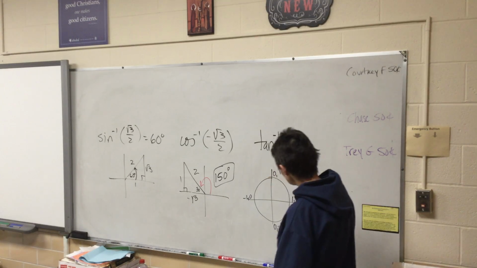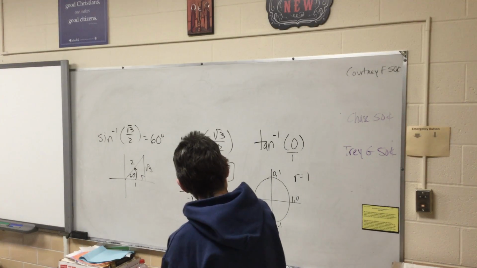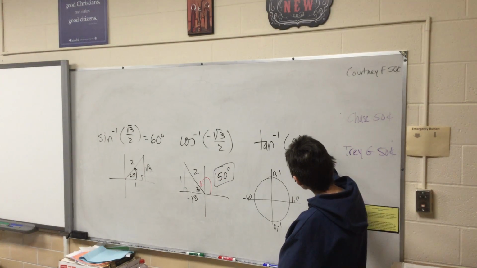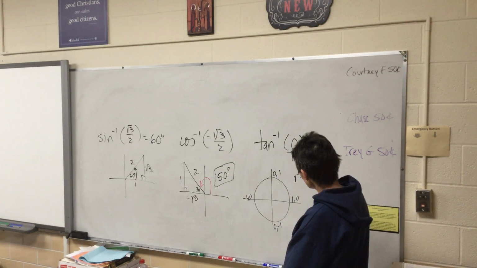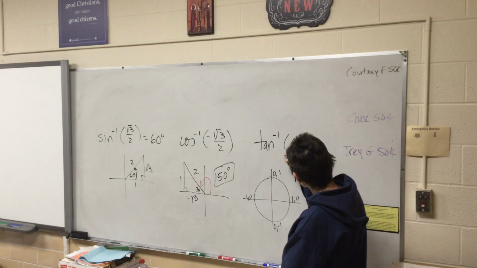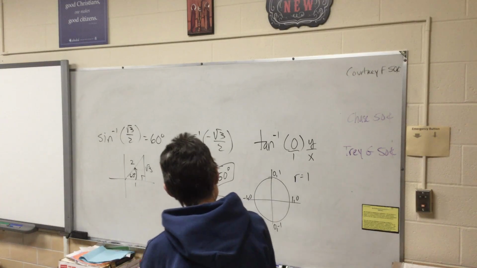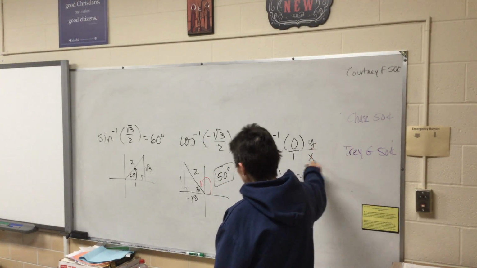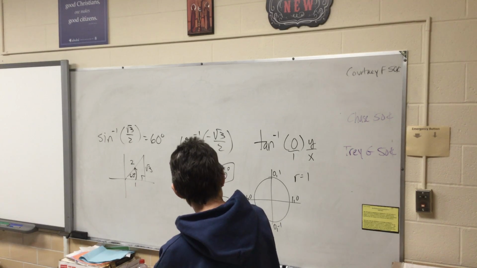Okay, there are my points. And I'm going to figure out where around that circle, opposite over adjacent, or y over x, is 0 over 1. So look around there. Remember, it was 0 over 1. Where am I going to get 0 over 1, guys? Where's that going to happen? Where will y be 0 and x be 1? In the right one there.